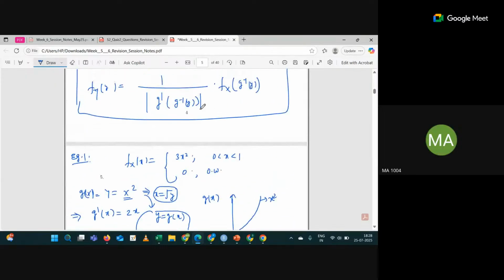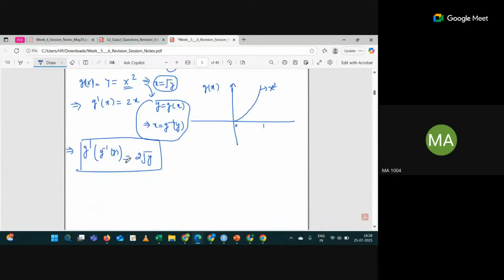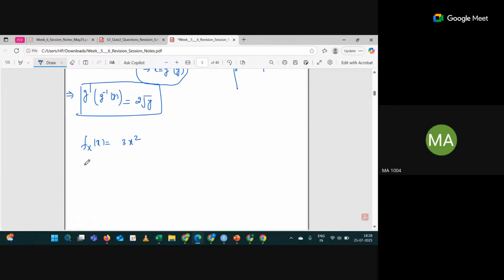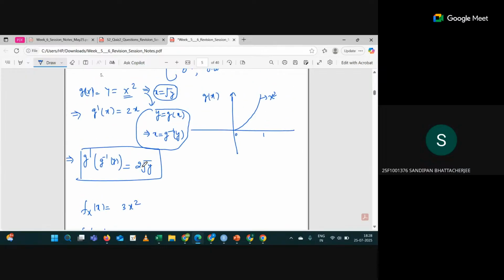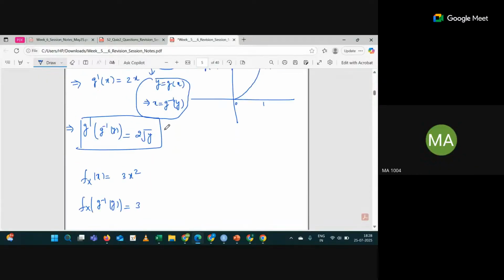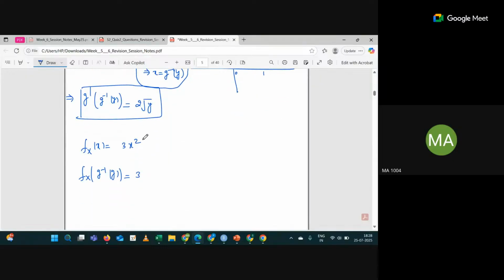Now we got this part, and we have to think about the other part. What is f_X of x? This is 3x square. So what is f_X of g inverse y? G inverse y is nothing but x, which is square root of y. We have to do x square, and x square is root y whole square, that is y. So it's 3y only.